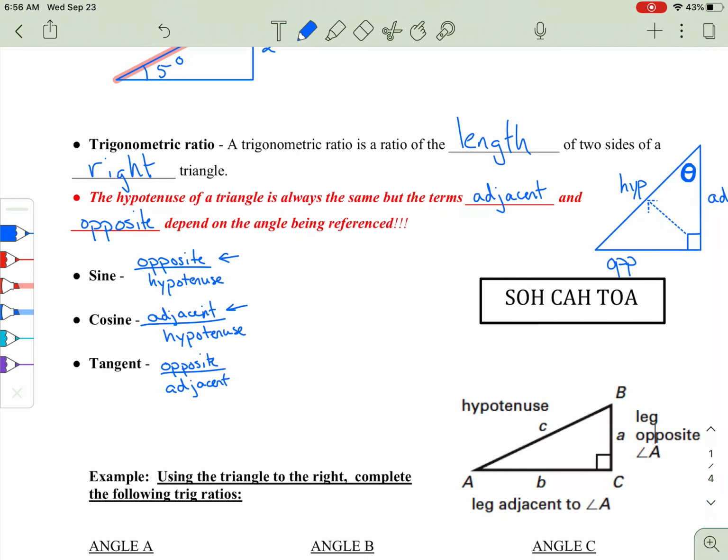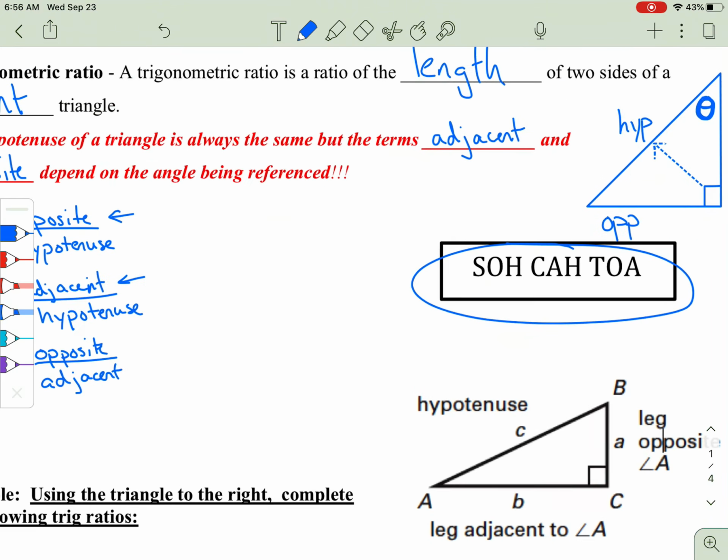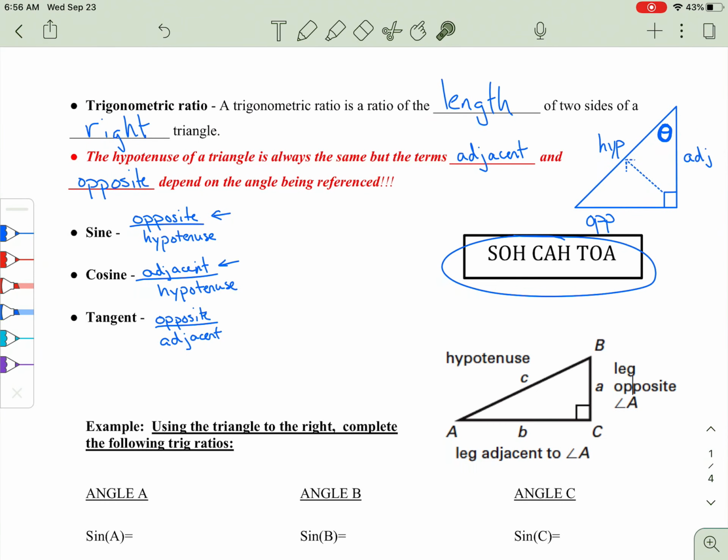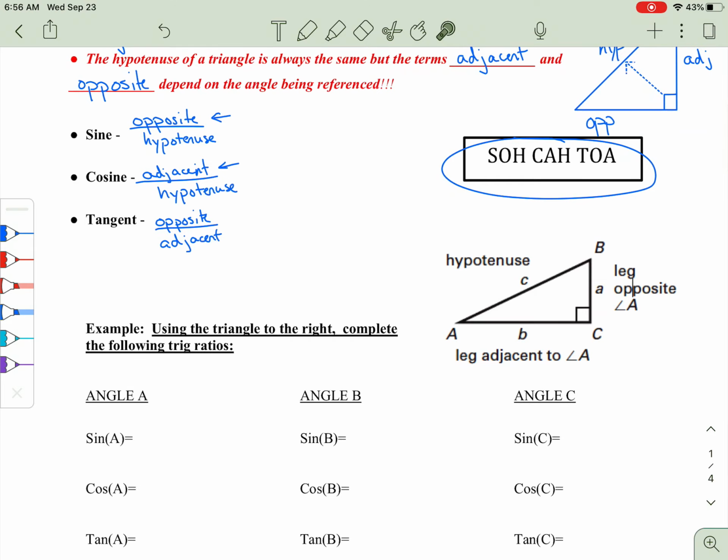All right, so what many people reference is SOHCAHTOA, because as you can see, sine is opposite over hypotenuse, cosine is adjacent over hypotenuse, tangent is opposite over adjacent. So if you remember this phrase, SOHCAHTOA, you will be able to remember the trig functions a little bit easier.